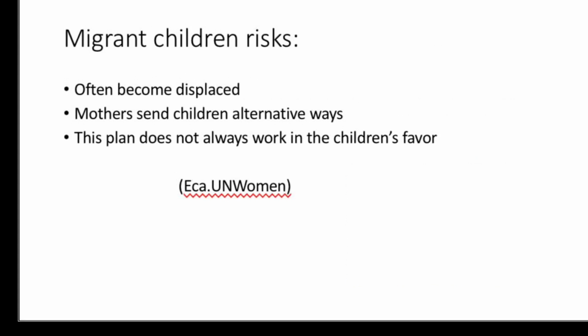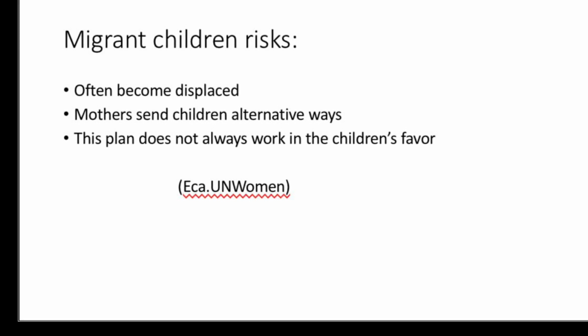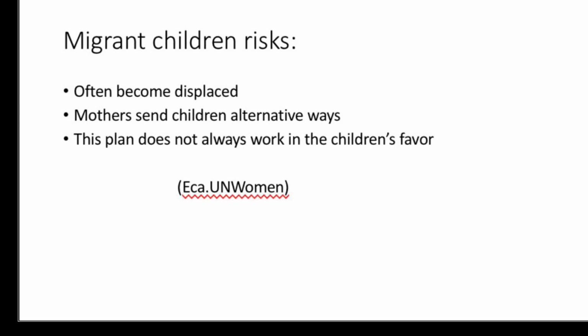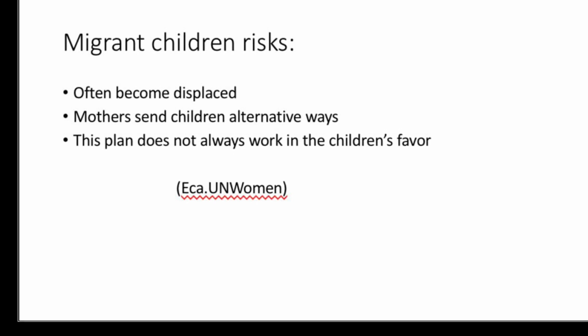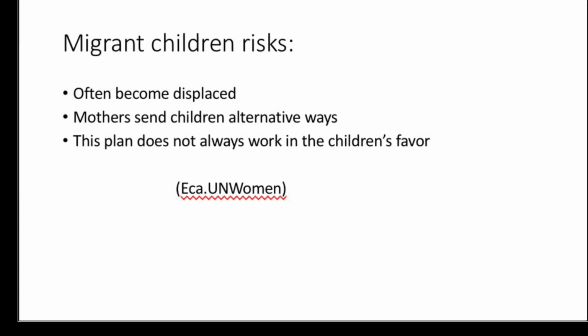And then migrant children are specifically at risk for some other reasons. Often children become displaced because of the lack of safe pathways that are available to them. And on many occasions, mothers will send their children or child on another alternative pathway than them as an attempt to protect them from any dangers. And that's not always what happens. So when they're alone and vulnerable, they can be forced into child labor, early marriage, or subjected to sex trafficking. But we'll talk a little bit more about the child marriage later on.